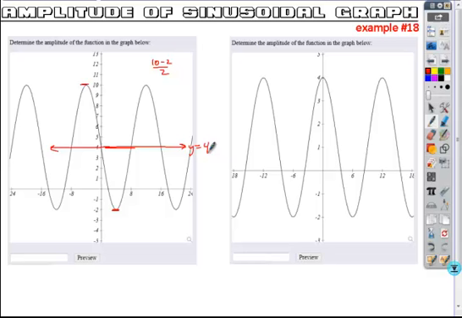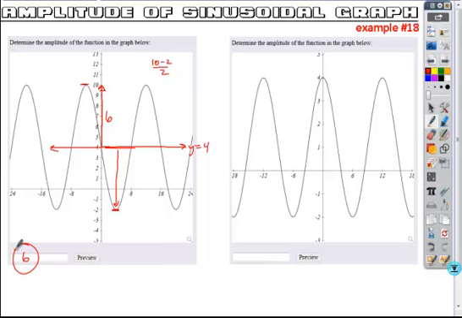Okay, so we know that in the equation for this graph, we're going to have a plus 4 at the end of our function. But now what you can do is just measure the distance from 4 to either the maximum or the minimum. Either one is going to be the same thing. But what is it going to be? 6. And whatever that value is, that's your amplitude.